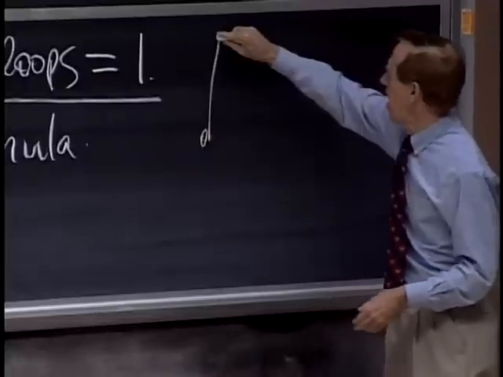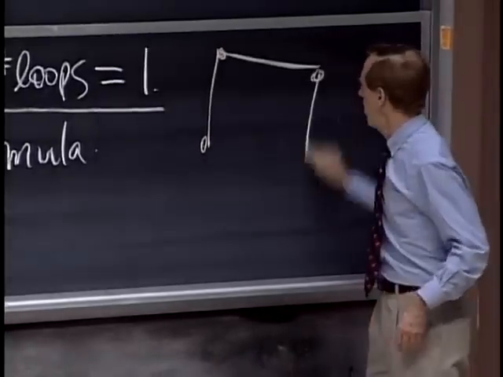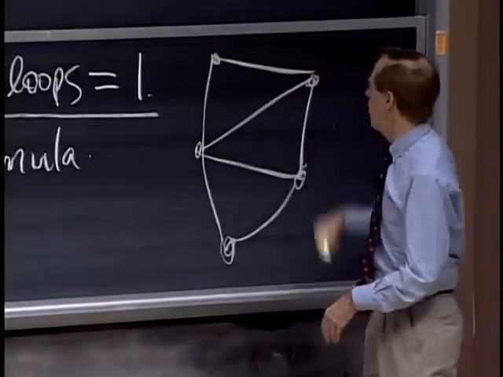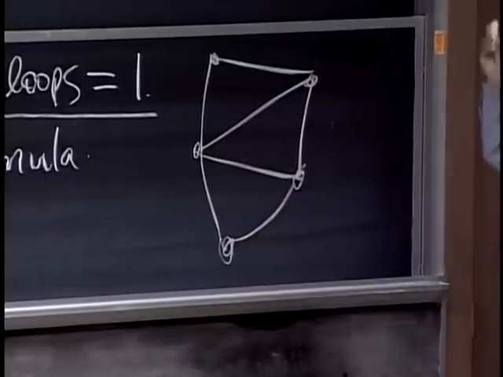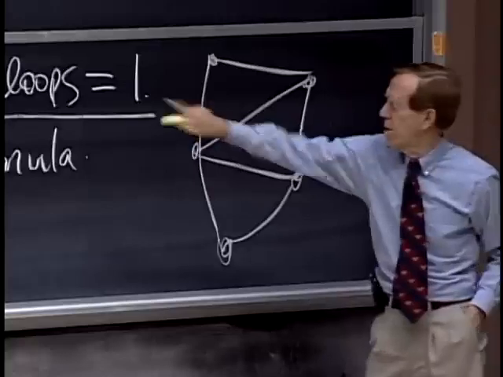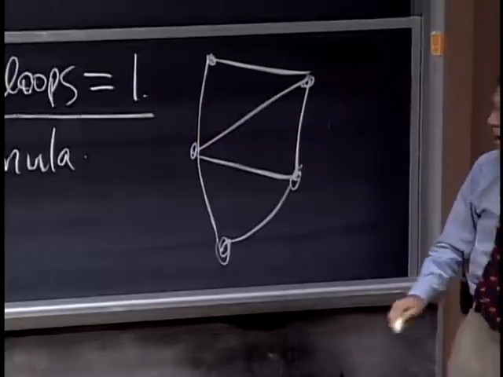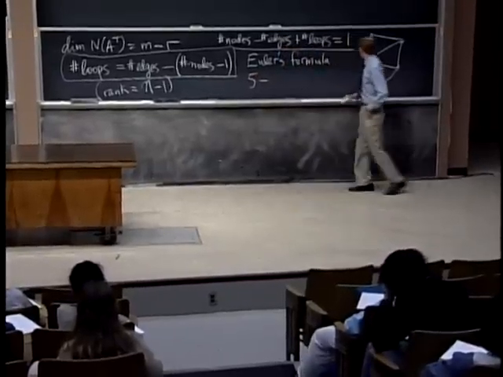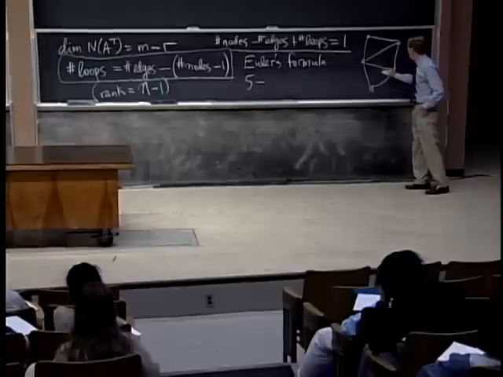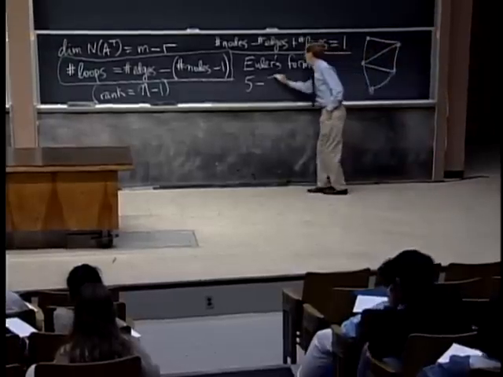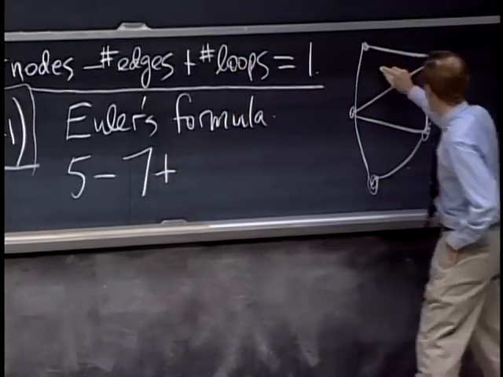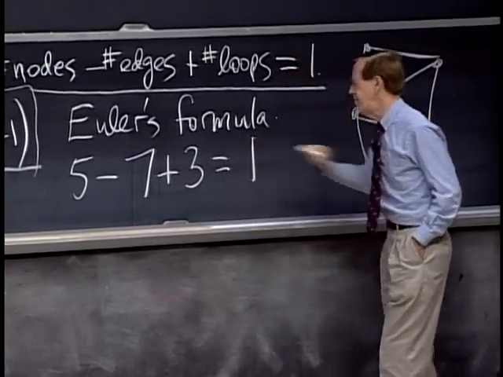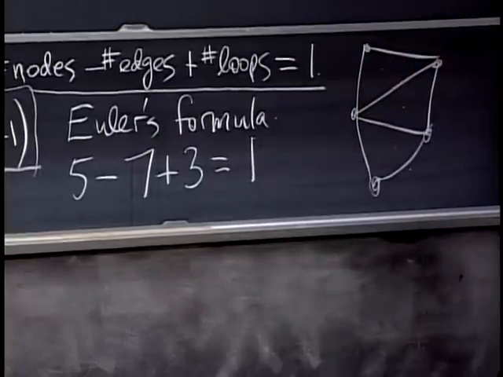Let me draw another graph. Let me draw a graph with more edges and loops. Okay, I just drew a graph there. So what are the quantities in that formula? How many nodes have I got? Looks like 5. How many edges have I got? 1, 2, 3, 4, 5, 6, 7. How many loops have I got? 1, 2, 3. And Euler's right. I always get 1.